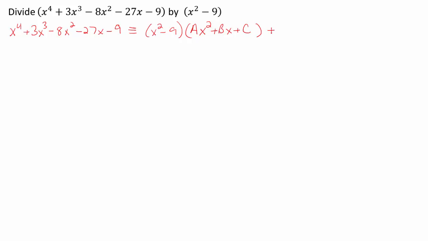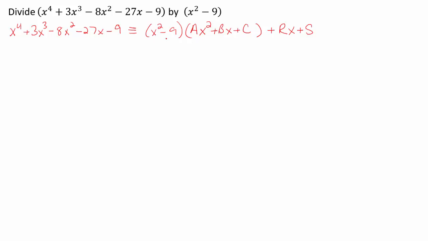Again, I have to account for a remainder in case there is one. And the rule for the remainder is we're going to use 1 degree less than this divisor, whatever we're dividing by. 1 degree less than x squared means I'm going to have a remainder possibly with an x in it. And just like we did here, we have to account for everything below it. So this is x to the 1. I must have a number without x. And you can use any letters you want.